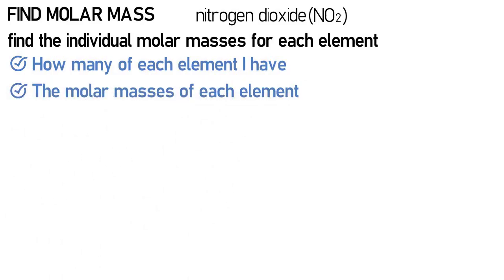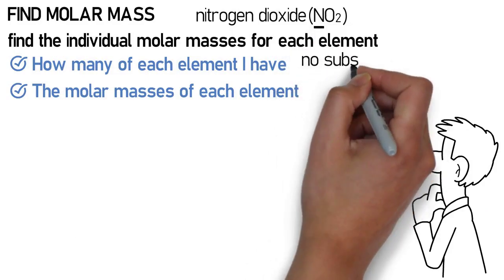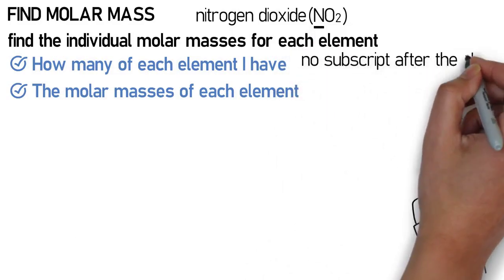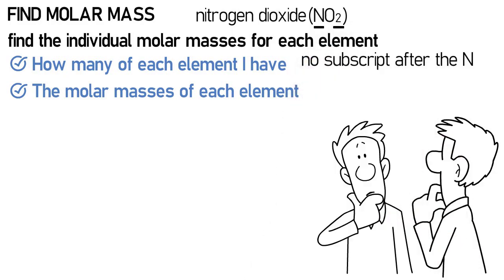How many nitrogen atoms do I have? The formula tells me there is only one, for there is no subscript after the N. How many oxygen atoms do I have? There is a 2 after the O, so that tells me there are 2 oxygen atoms.